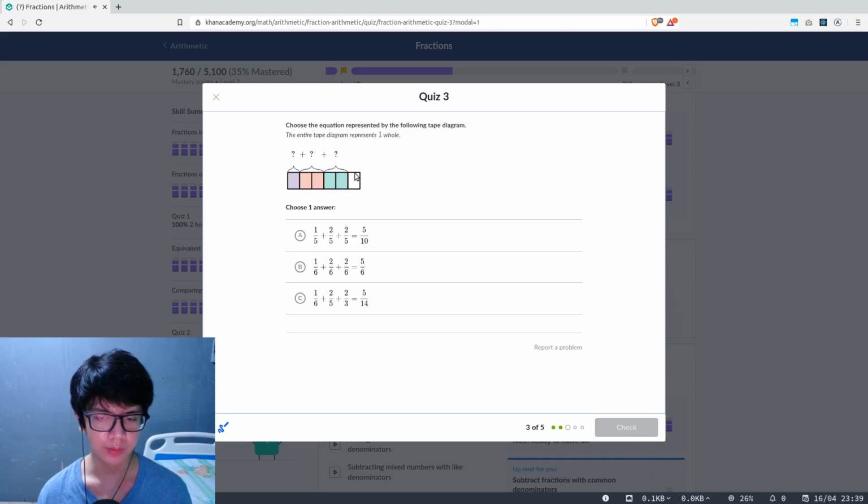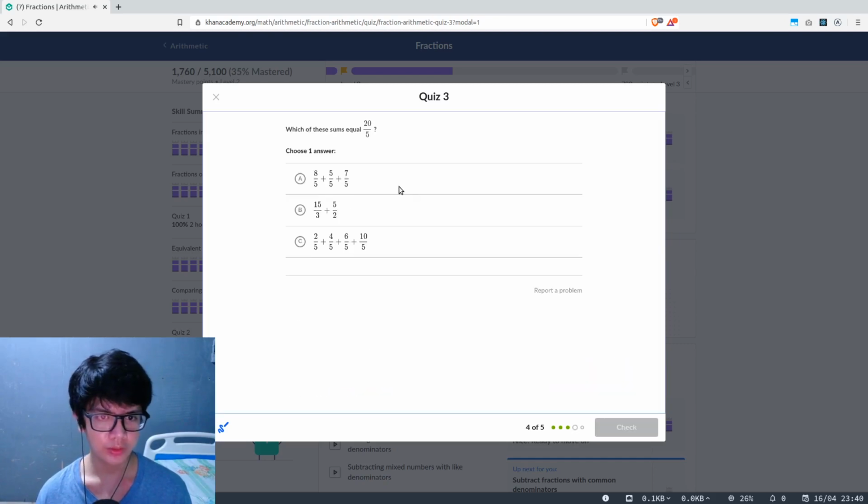Choose the equation represented by the tape diagram. Okay, so this is by 6. Okay. Which of these sums equal 20?